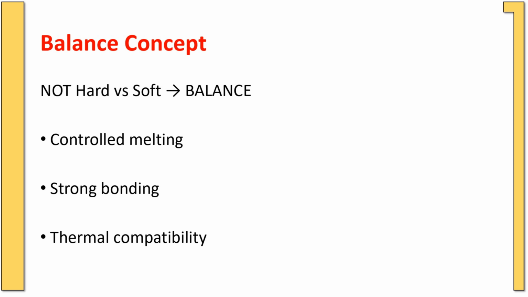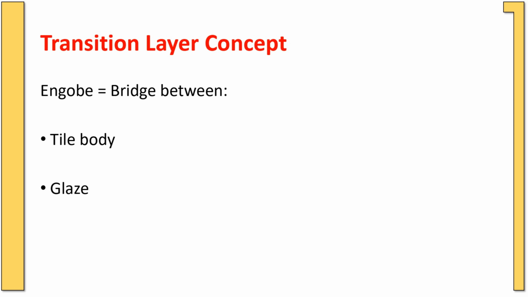So you are thinking, what is better, hard or soft? The answer is really simple: neither. Balance is everything. The ideal engobe should slightly soften, bond strongly, match thermal expansion, and still retain its structure. Here we will discuss the most important concept. Engobe is not just a layer, it is the main transition zone. It must synchronize with body vitrification process, glaze melting, and kiln firing curve.